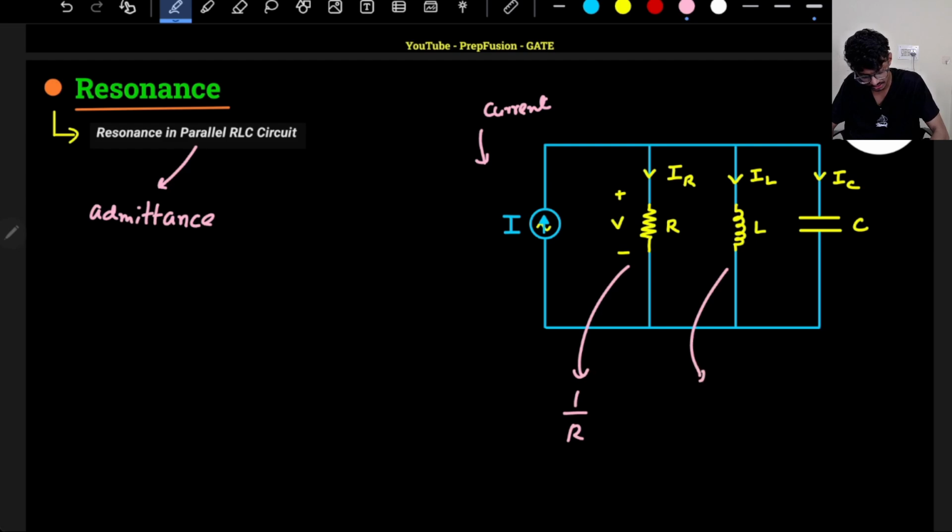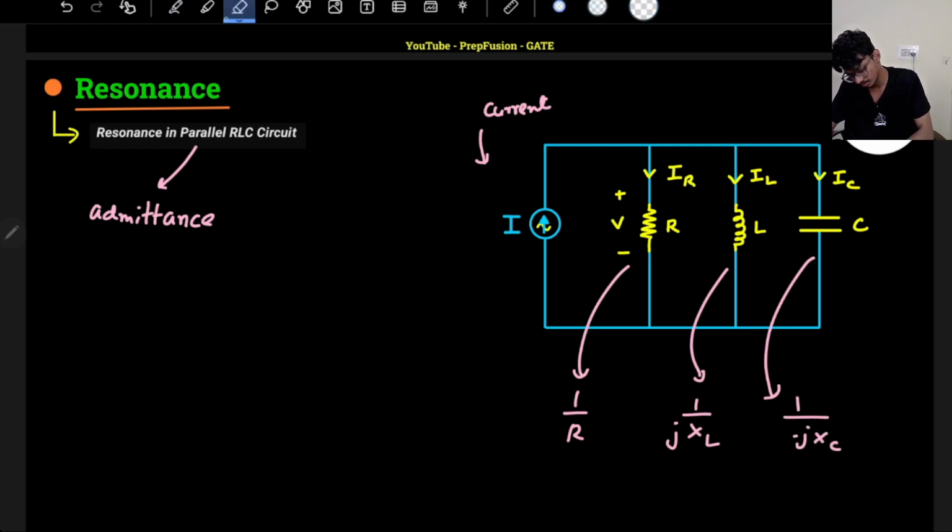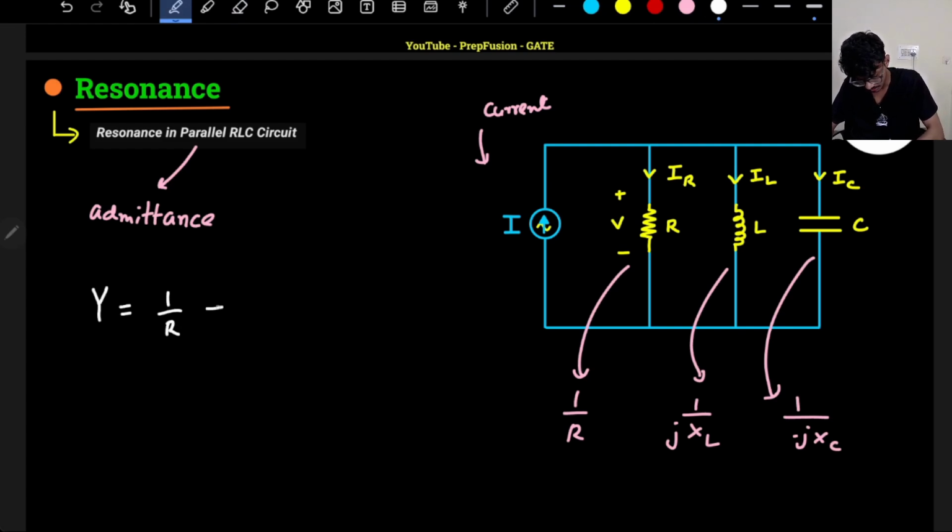What is the admittance of this inductance XL? It is 1 by JXL. What is the admittance of this capacitance? It is 1 by minus JXC. It is just the inverse of the reactance. So I can directly say my Y seen from the source will be 1 by R plus J times (1 by XC minus 1 by XL).